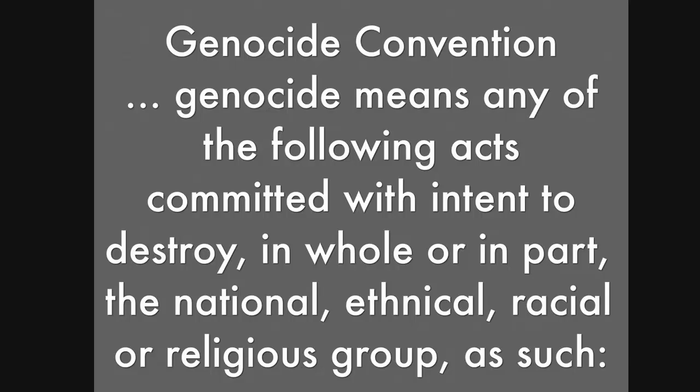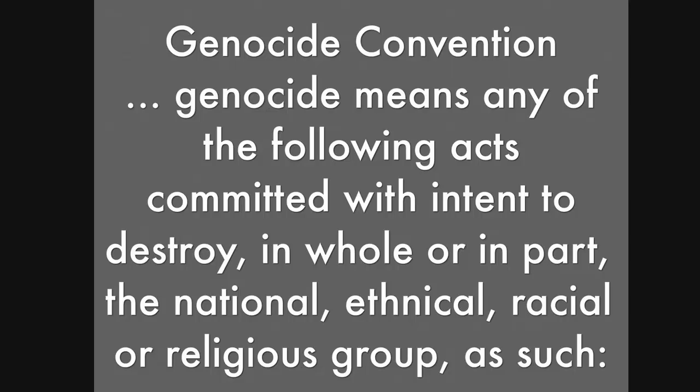Then it lists the offences that can constitute genocide as killing members of the group, causing serious bodily or mental harm to members of the group, deliberately inflicting on the group conditions of life calculated to bring about its physical destruction in whole or in part, imposing measures intended to prevent births within the group, and finally, forcibly transferring children of the group to another group. So you'll have noted the fairly heavy use of the word group in that definition.